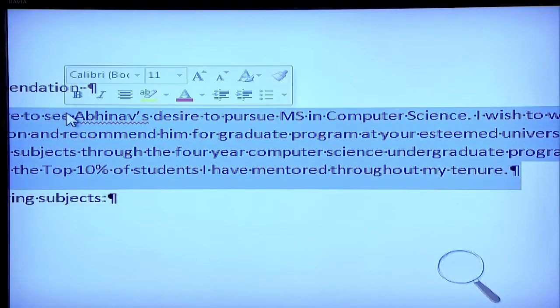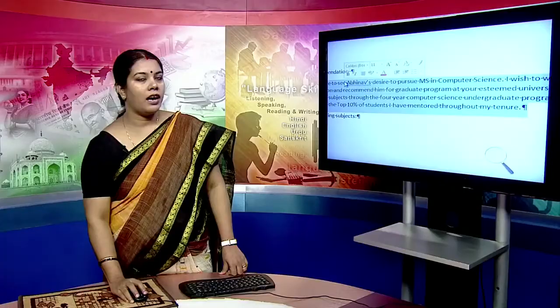Let's say I have to select a particular paragraph. I can triple click on this paragraph and the whole paragraph gets selected. We've already discussed how you can use the shift key; the shift plus arrow keys combination can be used to select a particular word, a combination of lines, a paragraph, or you can select the whole document as well.